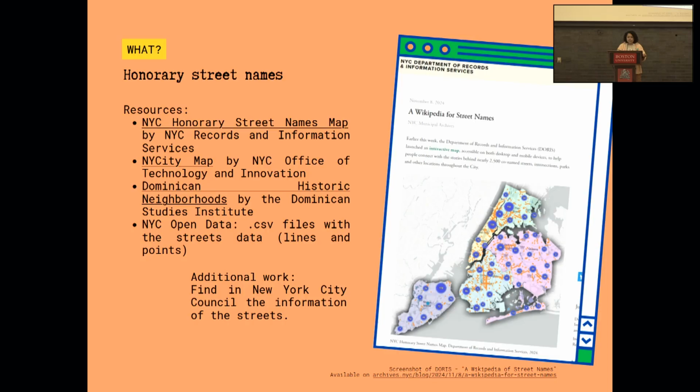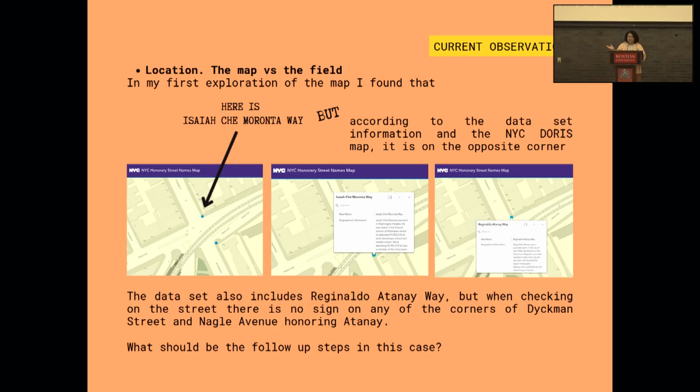And then there is a map about the Dominican historic neighborhoods, and the map of the city with the different divisions, and as I said, the NYC Open Data files. A problem here is, and these are the current observations, I'm just going to close with observations because it's the current state of this project, which is at its starting point.